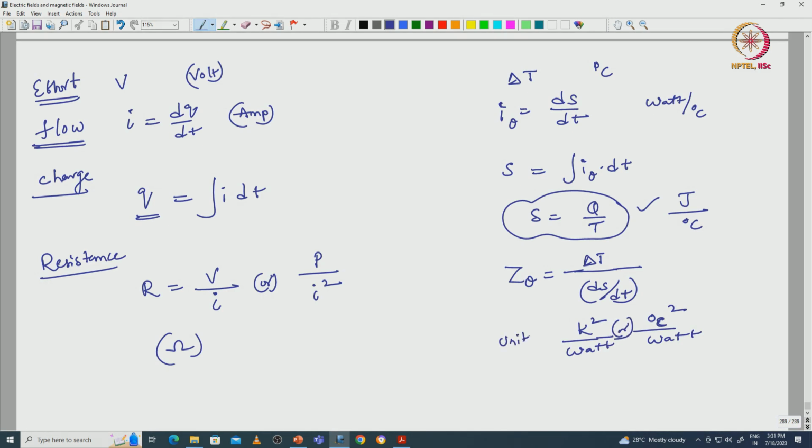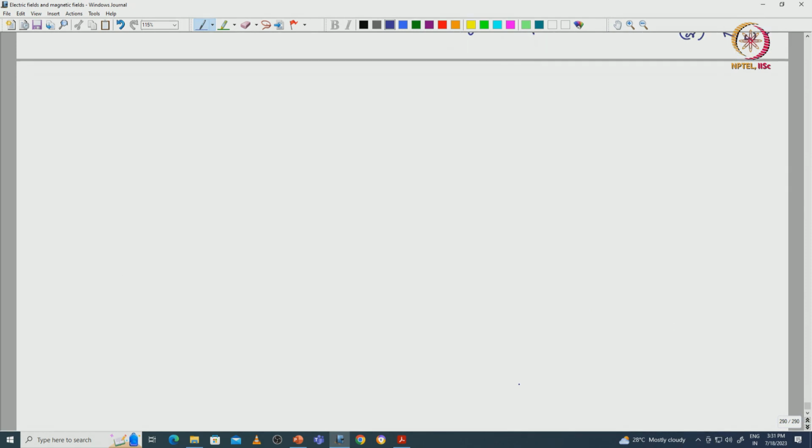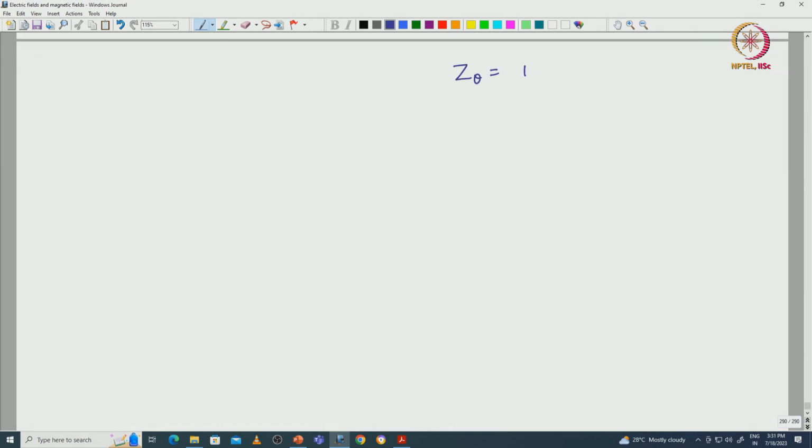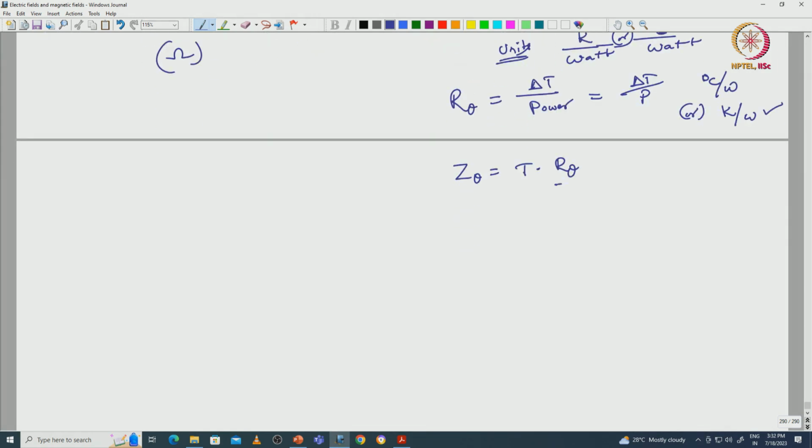Either can be utilized. With respect to the empirical relation, the thermal resistance R theta is nothing but the change in temperature divided by power loss, that is delta T by P, with units of degrees Celsius per watt or Kelvin per watt. So, the actual thermal impedance is equal to T into R theta, the thermal resistance. This is the thermal impedance with respect to the entropy. This equation is derived from the principles of energy conservation, and the thermal impedance is equal to the thermal resistance at a reference temperature T.